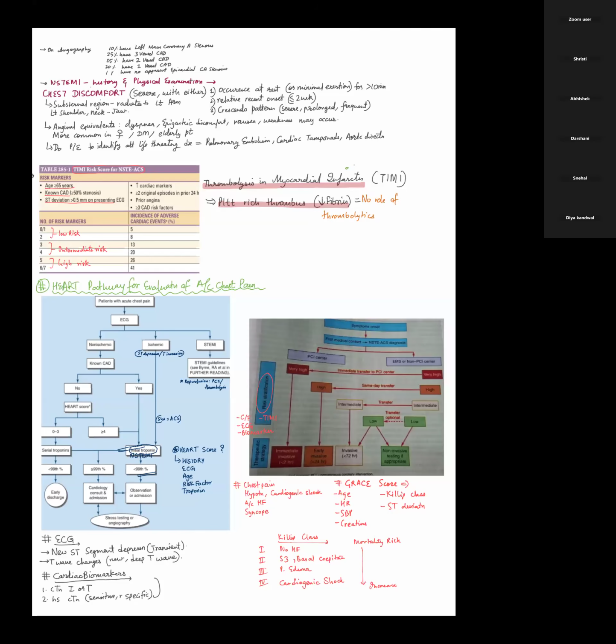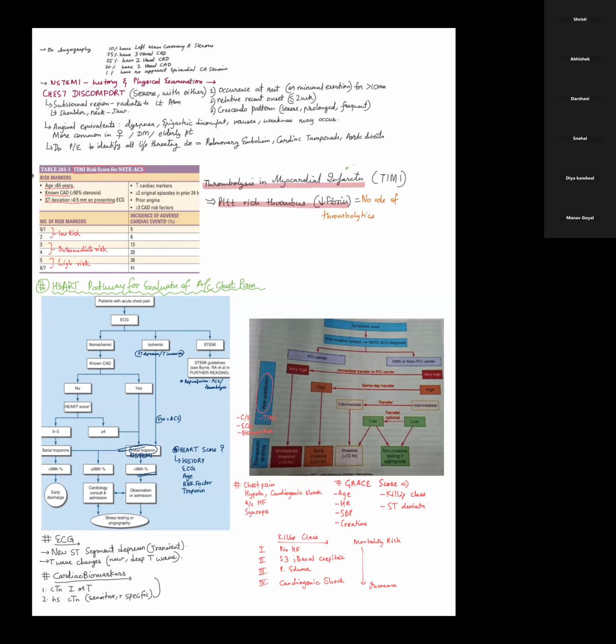Next is angiography. 10% may show left main artery stenosis. 35% may have 3 vessel coronary artery disease. 25% have 2 vessels, 20% have 1 vessel, and 1% have no apparent epicardial coronary artery stenosis. So then we'll evaluate the patient and take his history and do the physical examination.